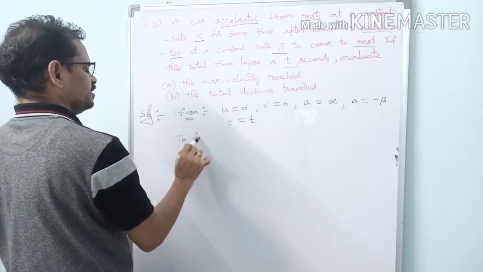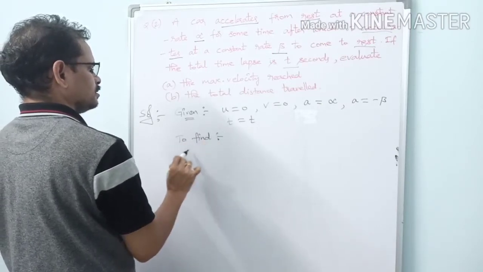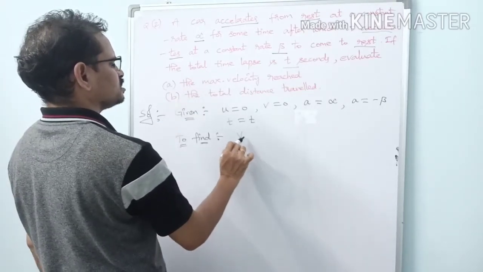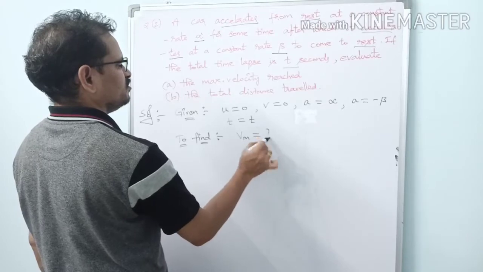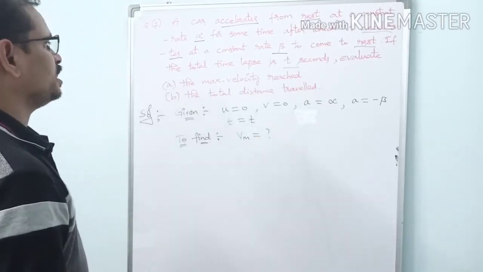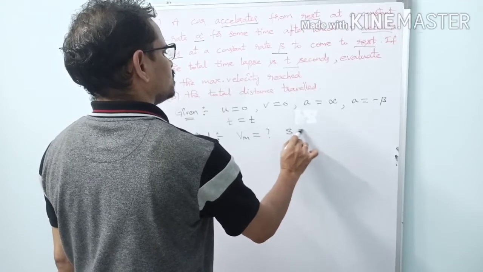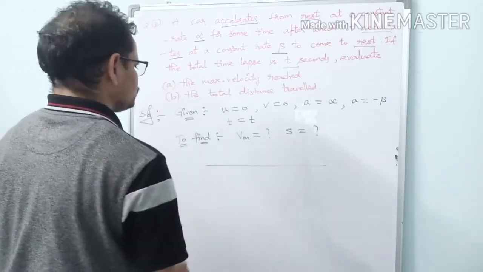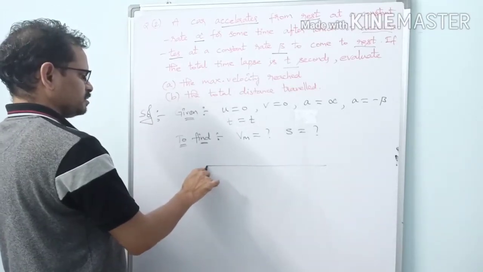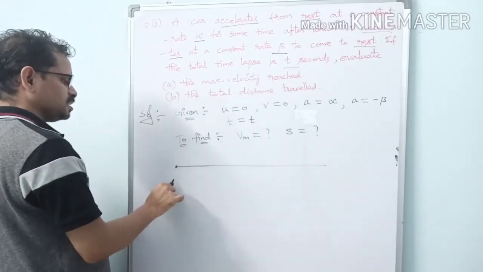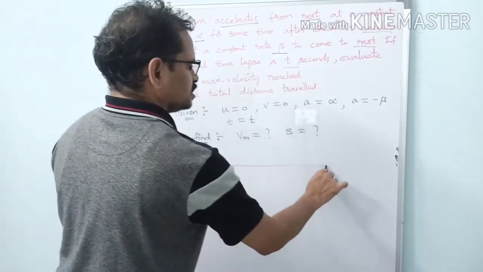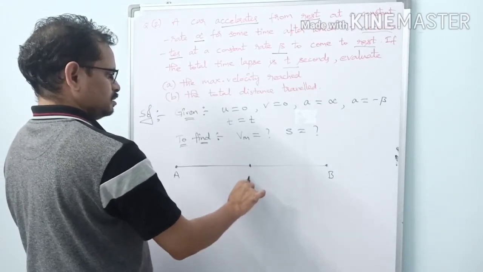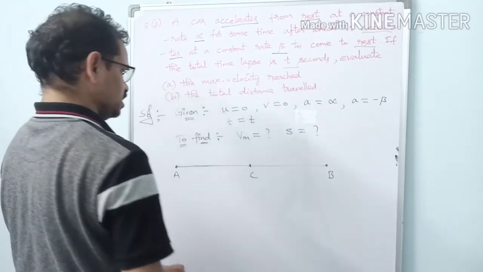So what we have to find here? The maximum velocity reached. Let us suppose that Vm is how much? And the second question is, what is the total distance? S equal to how much? Let us find. So simply draw the diagram here. So how many parts are there? So let us consider this starting point. Let this be the ending point. So here let this be some point in the journey.